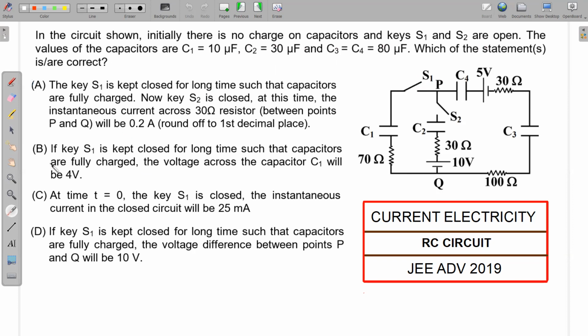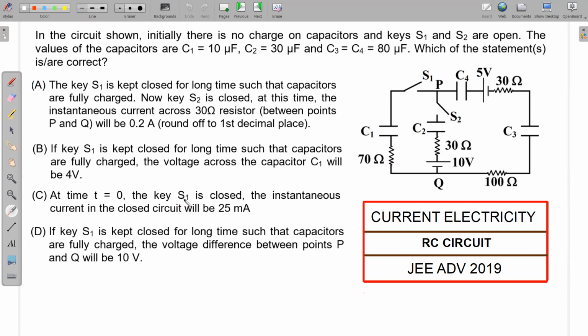Now, for the options, let us go through the options B, C, and D first. In option B, it is said that if the switch S1 is kept closed for a long time, then what will be the potential difference across C1 capacitance? In this option, the switch S2 is open, right? And in option C, it is said that just after S1 is closed, right? Initially, both the switches were open.